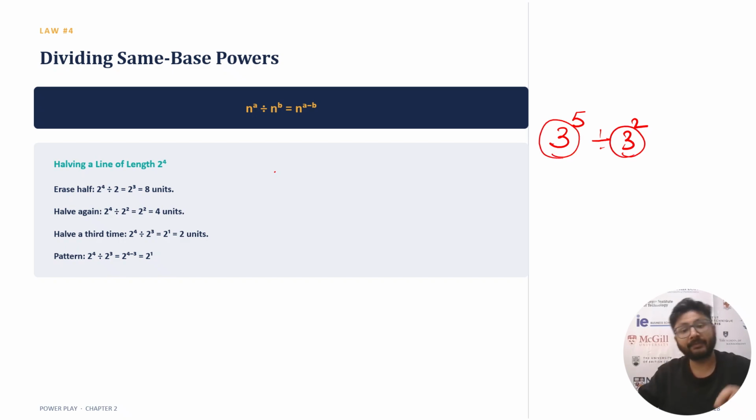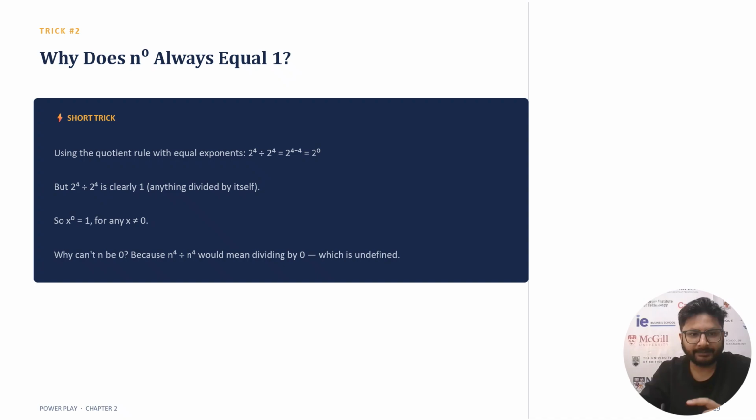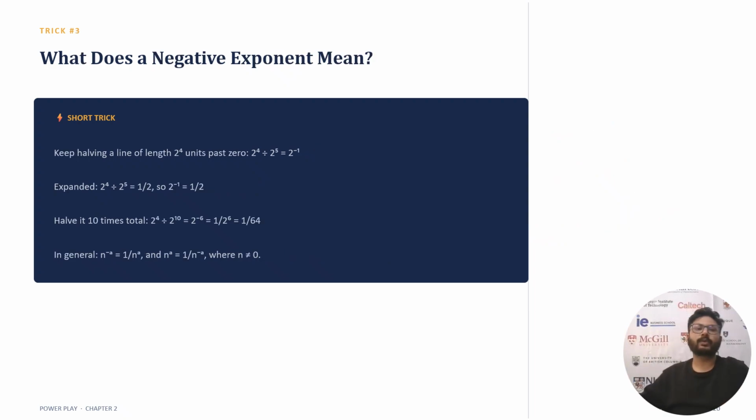Now the bases are same. When multiplication was happening, we used to add the powers. When division happens, we will subtract the powers. So that's why n to the power a divided by n to the power b is equal to n to the power a minus b, right? Always remember one more thing, that any number raised to a power of 0 is always equal to 1. So 5 to the power 0 is 1, 6 to the power 0 is 1, 528691 to the power 0 is 1, 4 to the power 0 is 1. So any number raised to a power of 0 is basically equal to 1.